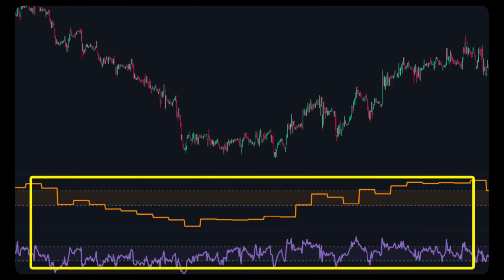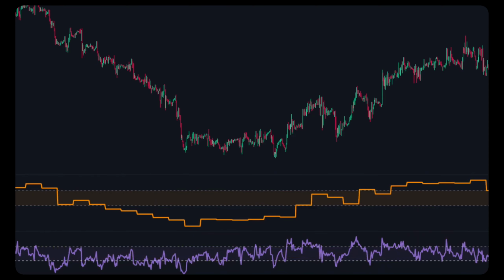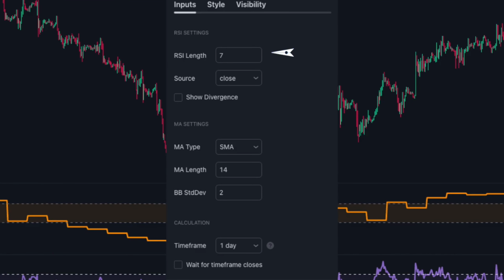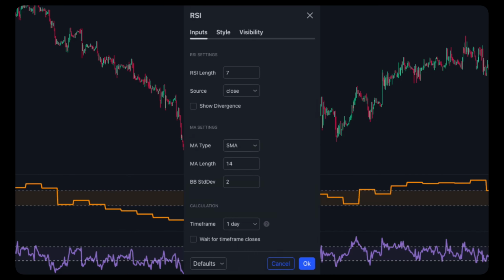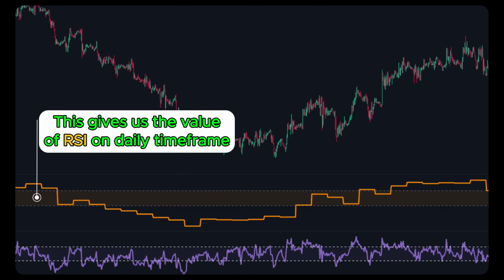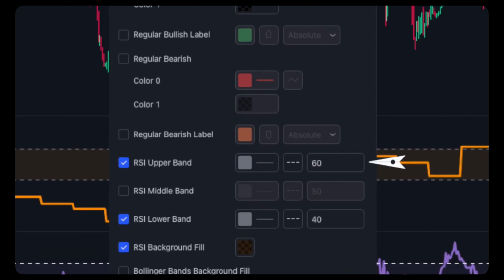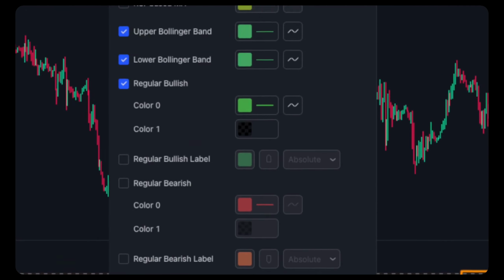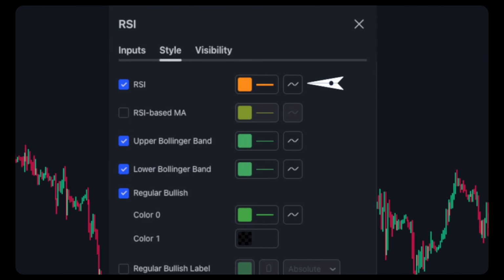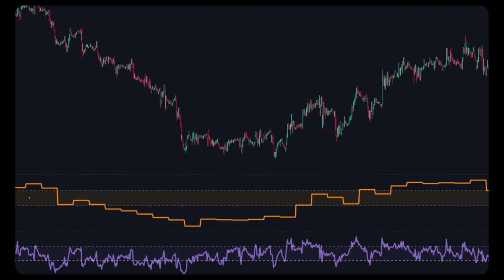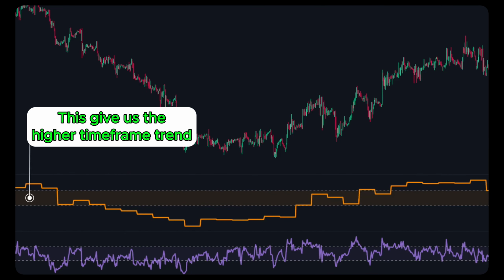Firstly, we plot two RSIs on the chart. We changed the period of the first RSI to 7, and we changed the time frame to 1 day. This gives us the value of the RSI on the daily chart. We will change the overbought and oversold boundaries to 60 and 40. Once we set this up, make sure to change the color of the RSI to something different from the other RSI. The orange RSI will help us identify the market trend on a higher time frame.